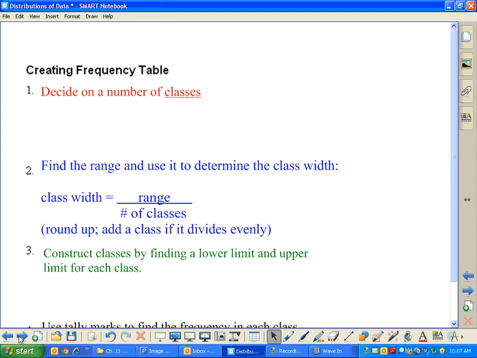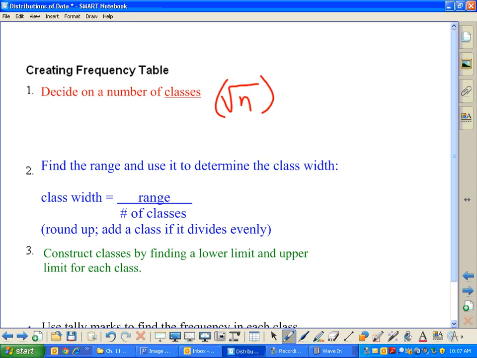So first, step 1 is to decide on a number of classes, or decide on a number of intervals. To do so, it's very common to just take the square root of the number of pieces of data that you have. In other words, you could take the square root of n. But to be very honest with you, most of the time this information is given to you.